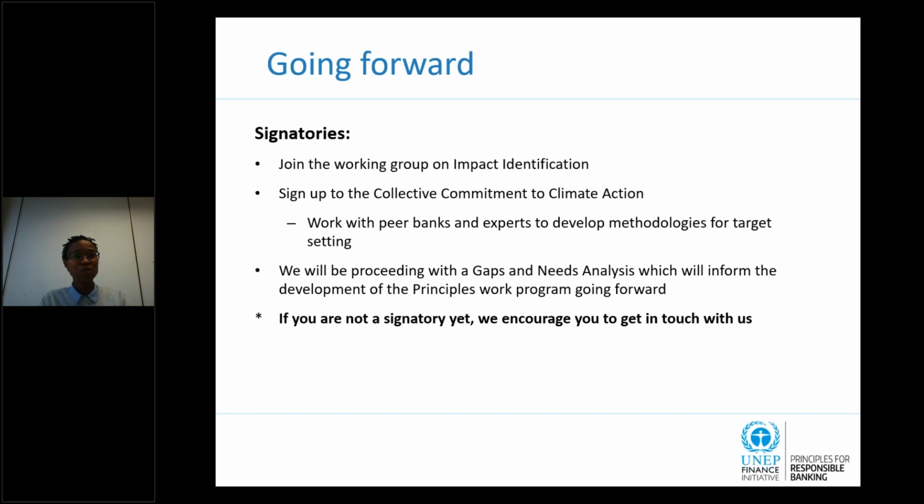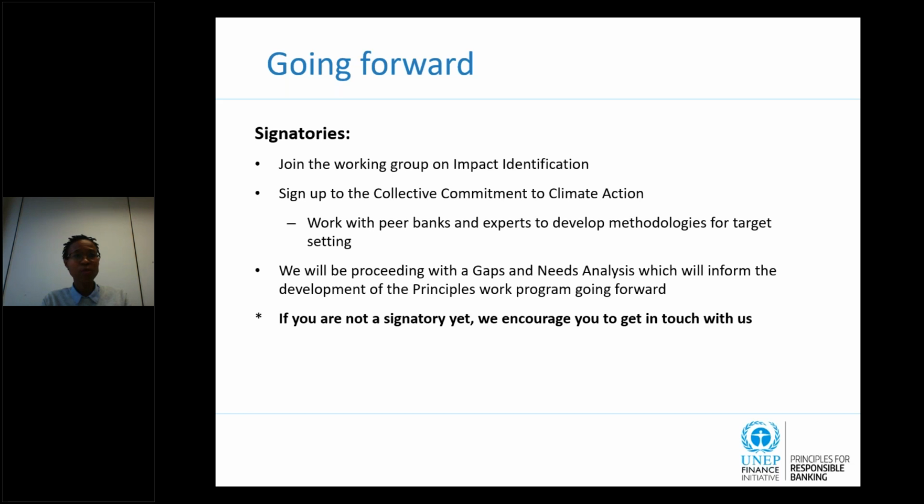We also encourage banks to sign up or join the collective commitment to climate action. We currently have 34 banks that have committed to this, and we encourage more banks to come on board. Those banks will also be working in a community of practice with experts to develop methodologies that will assist with setting targets.